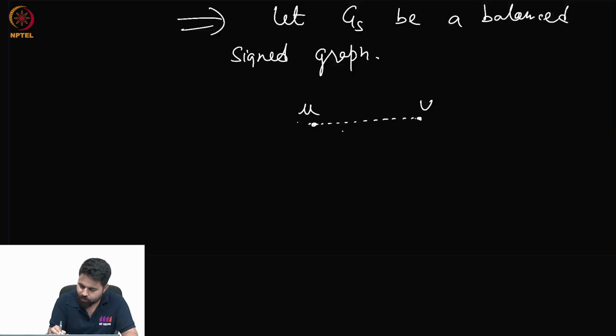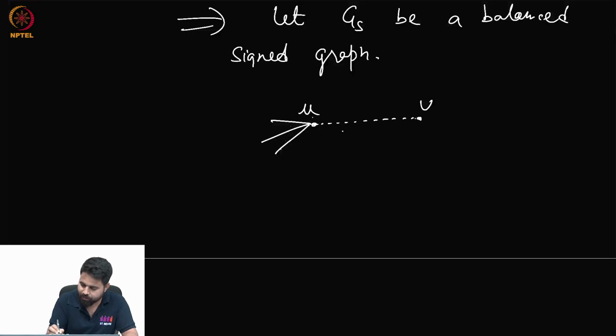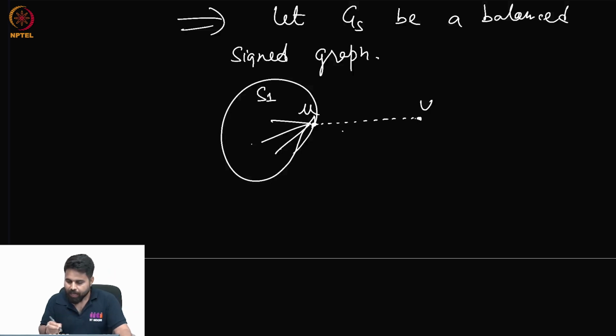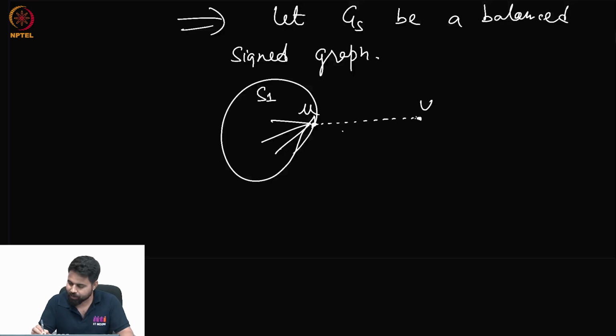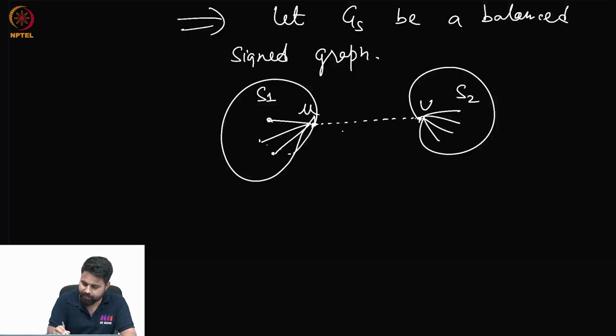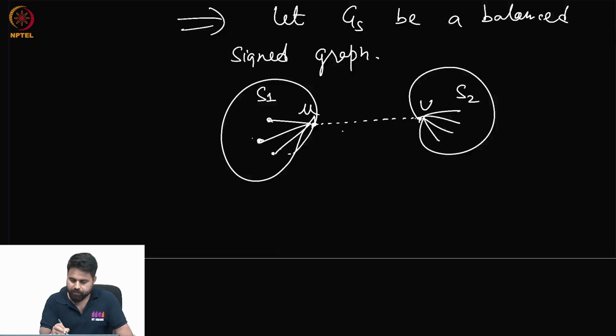So suppose all these are the neighbors of U. You put all these vertices in S1, and U is also there. And all the vertices with which we have the negative edges, you put them in S2. So suppose this is S2 here. Now you pick any vertex here. Suppose this is U dash.